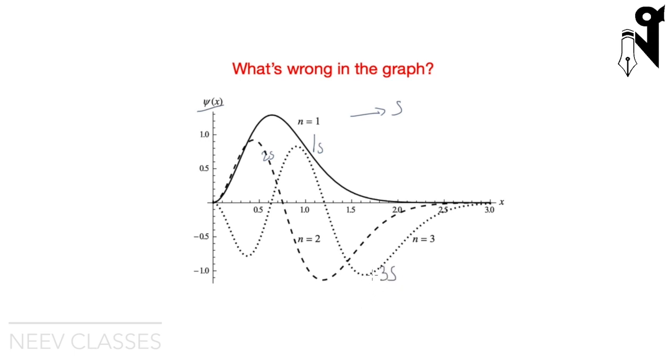So what is wrong in this graph? Since the graph is going to the negative side, it is a wave function graph. It is not the square of the wave function graph. Right? So it is not the square of the wave function, it is the wave function graph, because it is going on the negative side. Now, if it is the wave function graph and it is of s, then will it be 0?